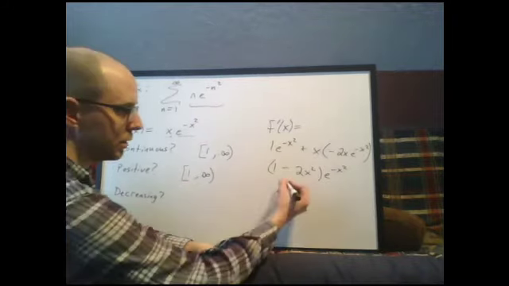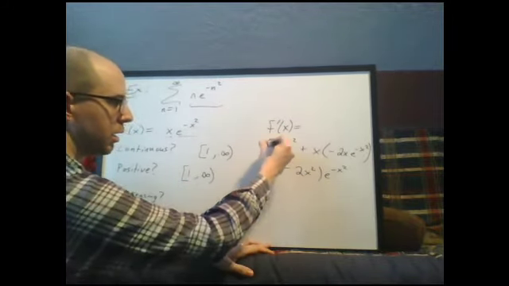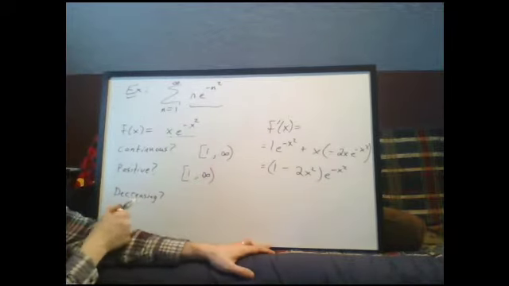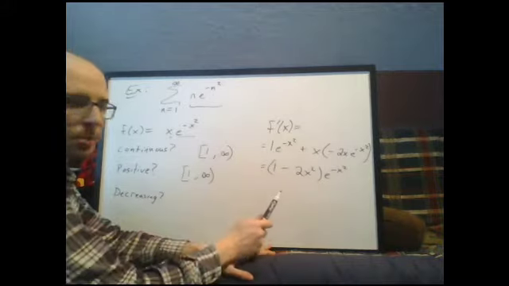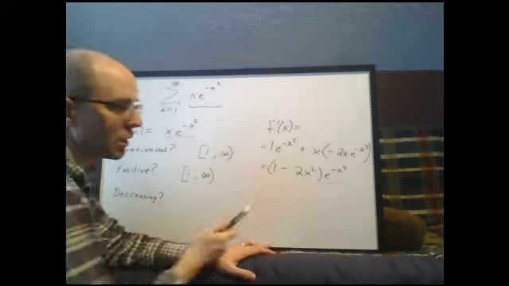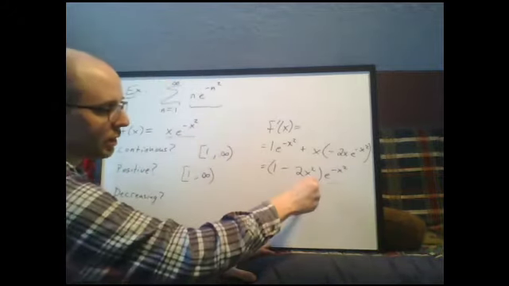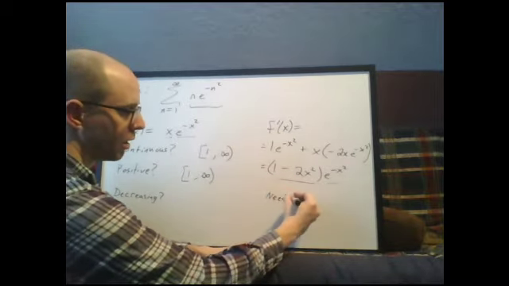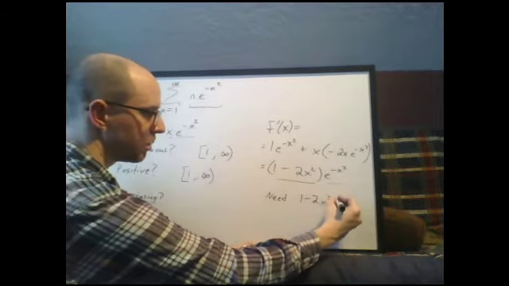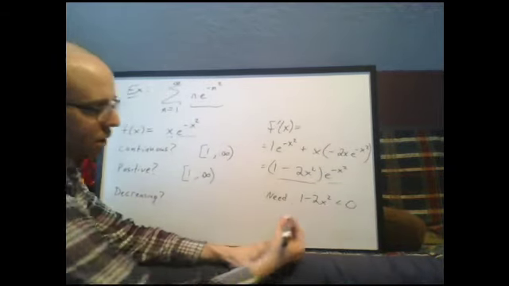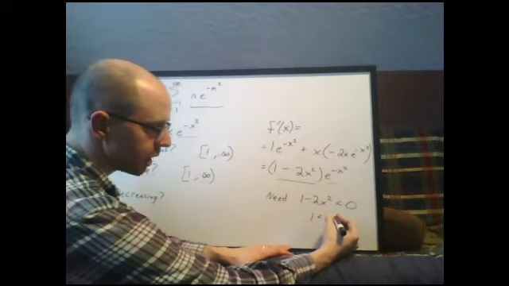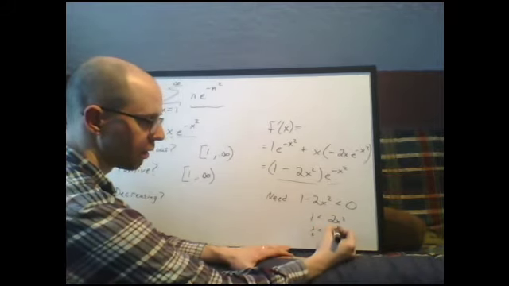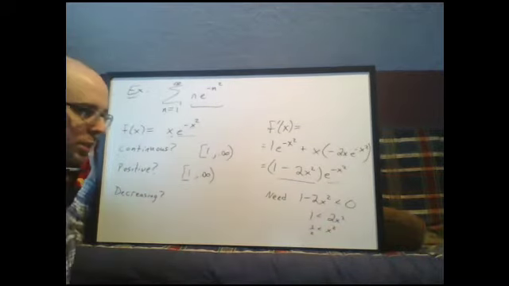All right, so now the question is, if this is f prime, is this negative? I want decreasing, so f prime needs to be negative. Well, e to the minus x squared is always positive, so I just need to make sure this is negative. So I need 1 minus 2x squared to be less than 0. So that means 1 needs to be less than 2x squared. So 1/2 needs to be less than x squared.